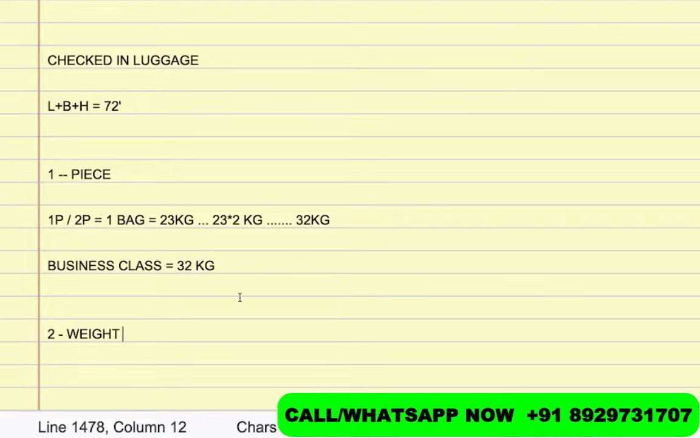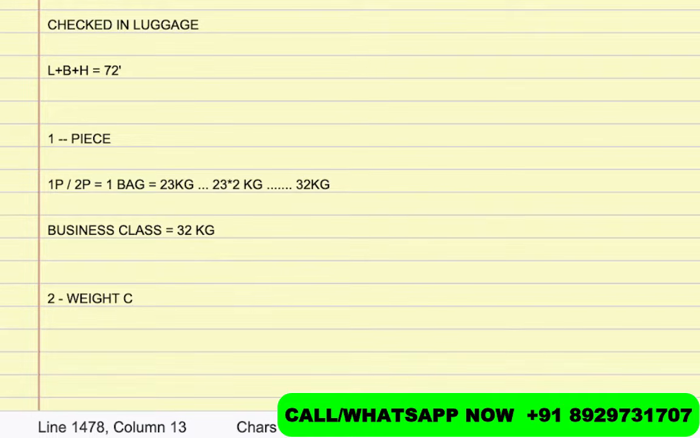Now let's come to weight concept. In weight concept, there is no limitation on the number of pieces you're going to carry with you. It is only on the weight that you carry. For example, if you're traveling from, let's say, Delhi to Dubai, you will find something like this written on your ticket. It says 40K, which means 40 kg. So you are allowed to carry 40 kgs only. You can carry it in one bag, or 2 bags or 3 bags. There is no restriction on that as per the airlines.